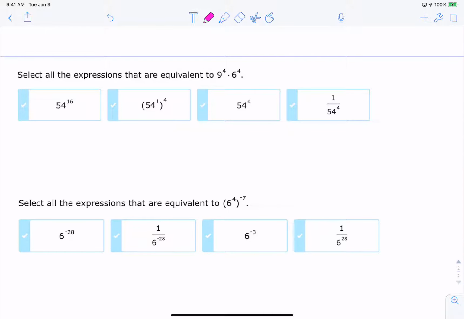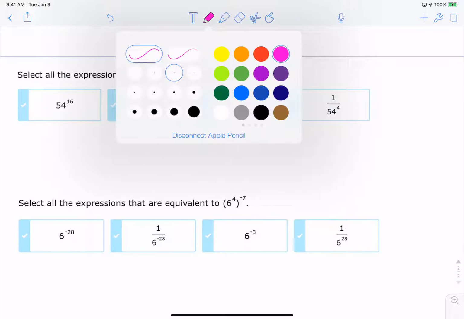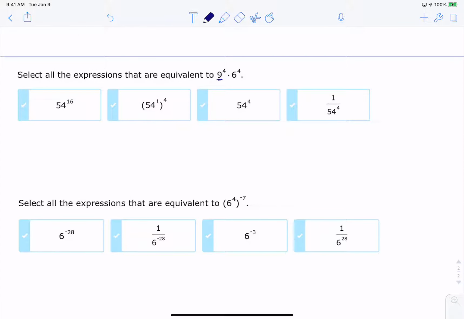Next one, 9 to the fourth times 6 to the fourth. So we have the same exponent, but different bases. So we would actually just multiply 9 times 6, which would give us 54. Keep the 4th power. All right, and we want to see what else is equivalent to that. Well, it's not 54 to the 16th. Here is a power to power. So this would also be equivalent to 54 to the 4th. And then we see that answer choice there. All right, it can't be written as this fraction, so if we write this one as a fraction, it would be 1 over 54 to the negative 4. So it can't be that one. So just 2 choices for that one.